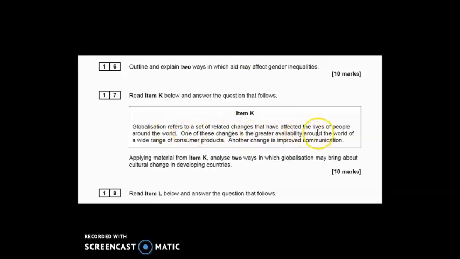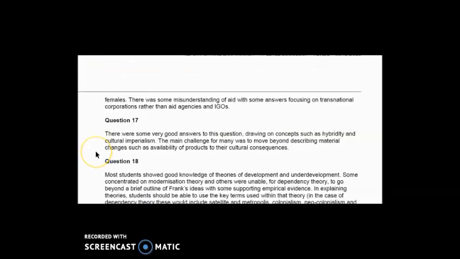So we have got 1 hook here, which is greater availability of a wide range of consumer products. And the second hook that you could have possibly used is improved communication. Now remember, 10 marks, you should be spending 15 minutes to answer this question. According to the examiner report, there were some very good answers to this question, drawing on concepts such as hybridity and cultural imperialism. The main challenge was to move beyond describing material changes, such as availability of products, to the cultural consequences.